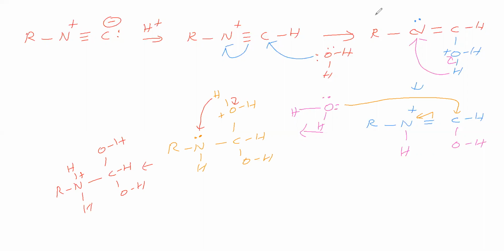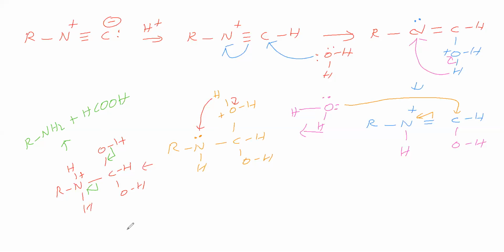Next step we will see this bond shift, this bond shift. So we'll get RNH2 plus formic acid. We have to write the mechanism like this to get primary amine and formic acid. Okay. So isocyanide on hydrolysis gives primary amine and formic acid, we said.